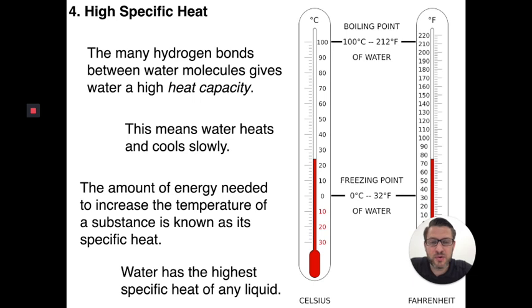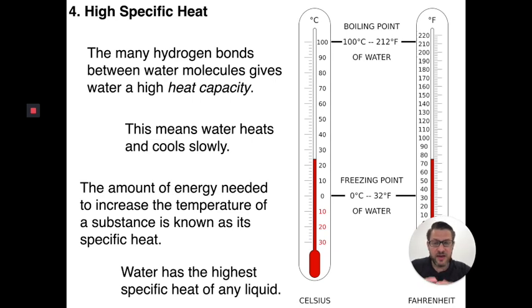Another really important property of water is that water has a high specific heat. Now, what this means is that water can absorb a tremendous amount of energy before it increases in temperature. This is what we call water's heat capacity.